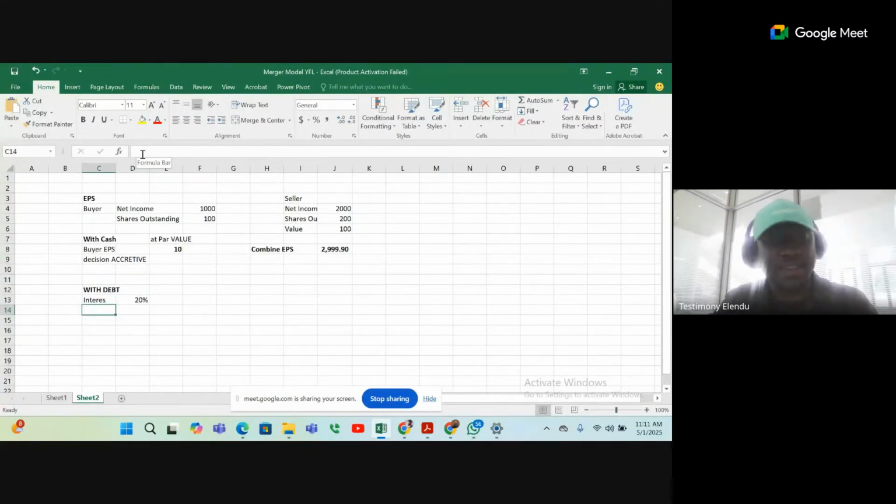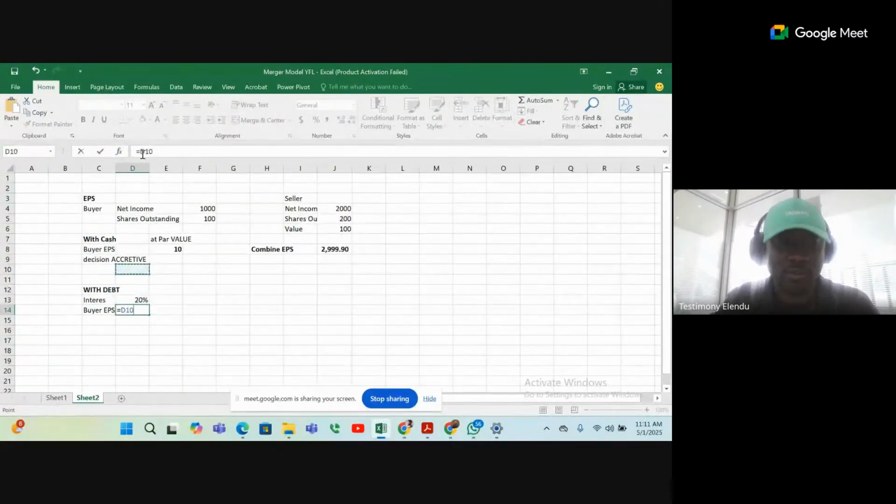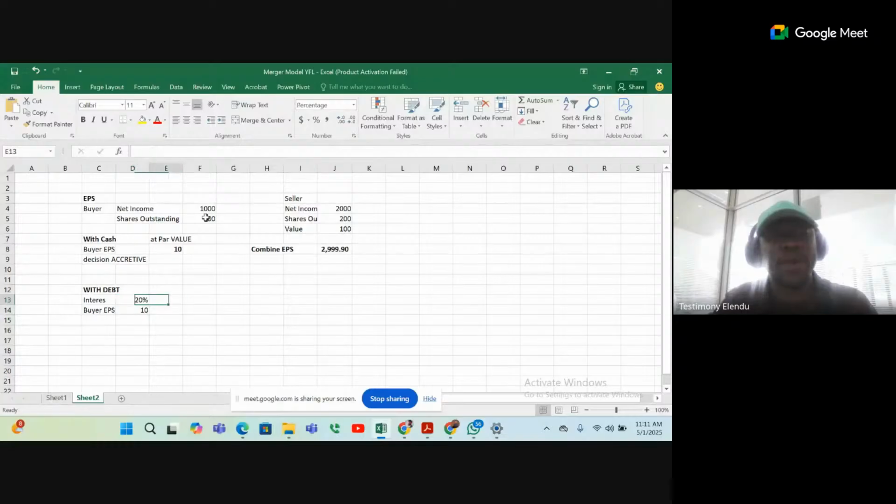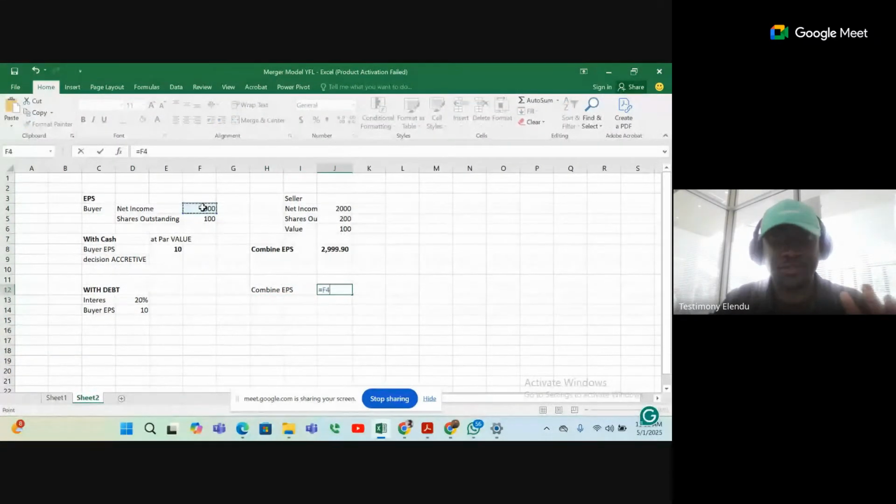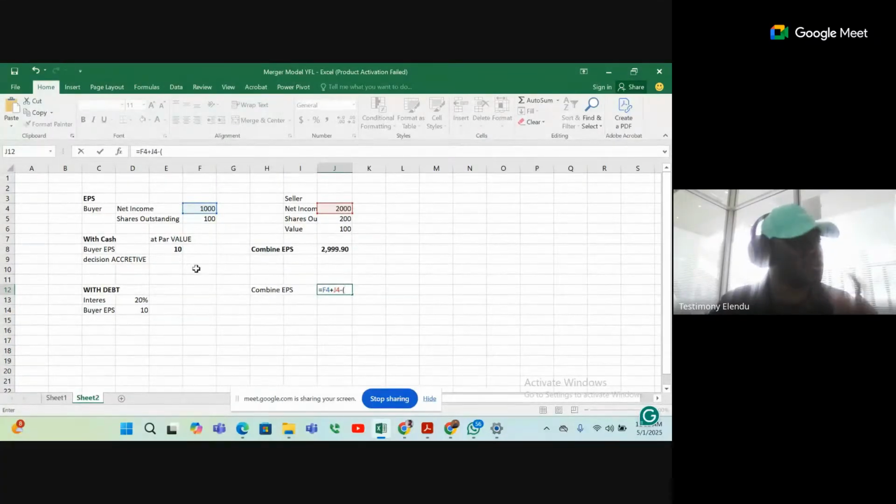We still do the same thing. The buyer's EPS does not change. It is still the same net income of the buyer divided by the share outstanding of the buyer. It doesn't change. But the combined EPS in this case is going to change slightly. The combined EPS is going to be the net income of the buyer. Always remember that you are adding their net income plus the net income of the seller minus the cost of the consideration, in this case, debt, multiplied by the value.